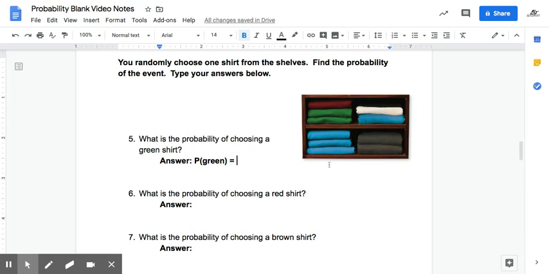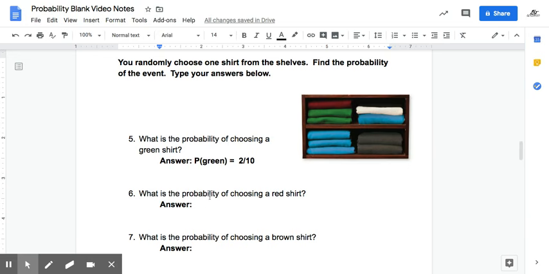Well, I know my denominator is going to be 10 because that's how many possible outcomes I have. Now I've got to figure out the probability of choosing a green shirt. All you have to do is count how many green shirts there are. There are 2 green shirts, 1, 2. So my numerator is going to be 2 because that's the number of favorable outcomes. So the probability of choosing a green shirt is simply 2/10.